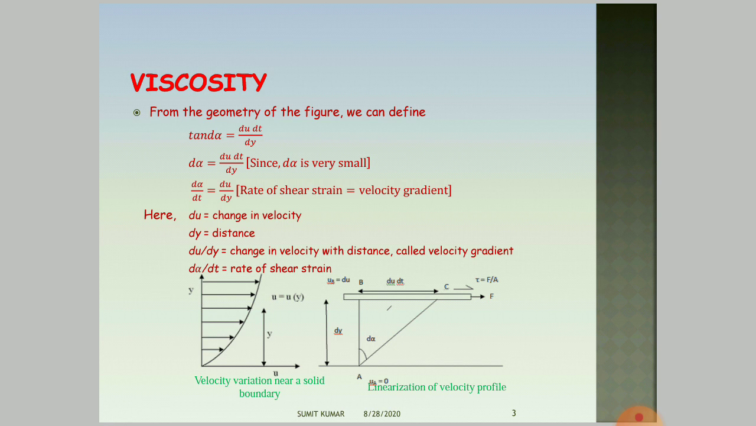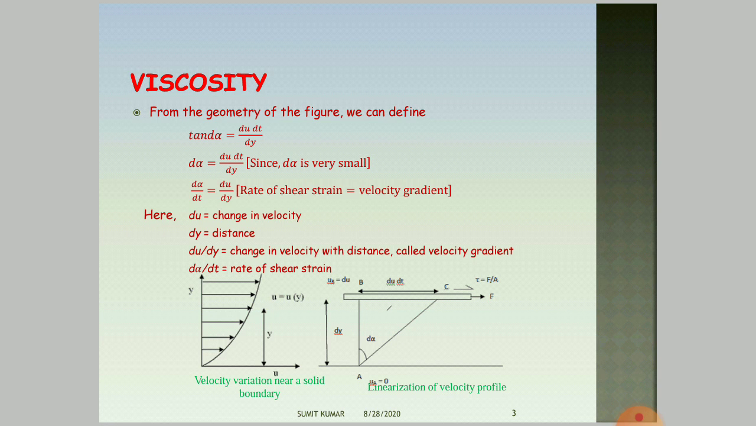If we take two different layers of fluids of very small thickness, then the velocity profile can be considered linear, as shown in this figure, and is called linearization of the velocity profile. From the geometry of this figure, we can write tan d alpha is equal to du dt by dy, where du dt is the distance traveled by the fluid particle from B to C in time dt.